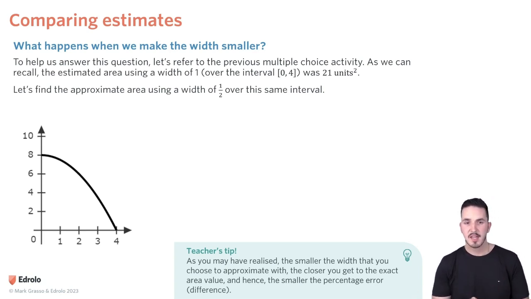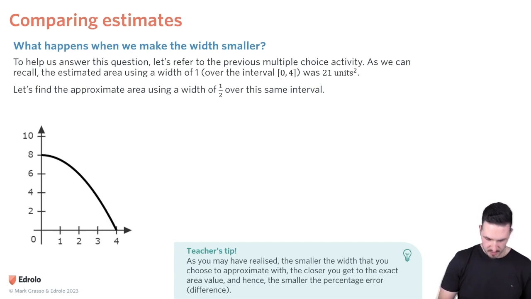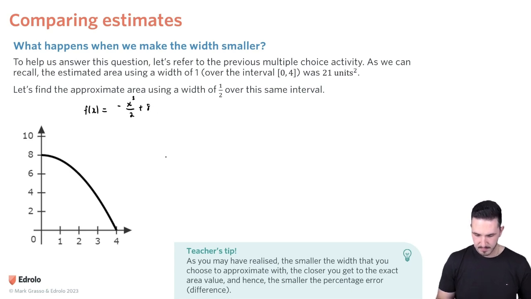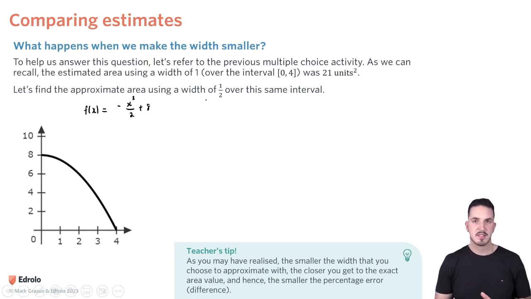As we can recall, the estimated area using a width of 1 over the interval 0 to 4 was 21 units squared. So let's find the approximate area using a width of a half over the same interval. First, let's just refer to the equation. We had f of x is equal to negative x squared plus 8. Now we're doing the same thing, just instead of a width of 1, we're using a width of a half.